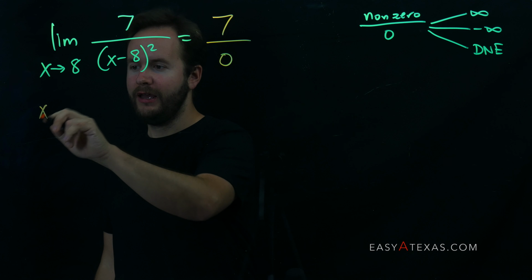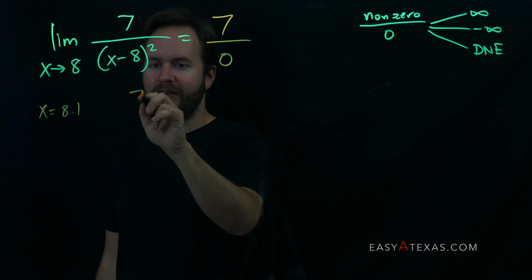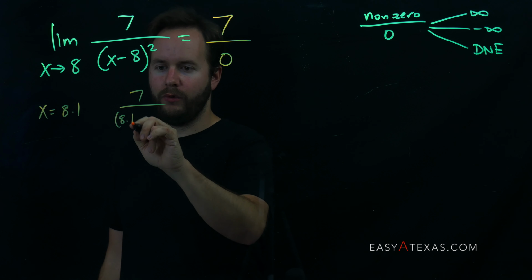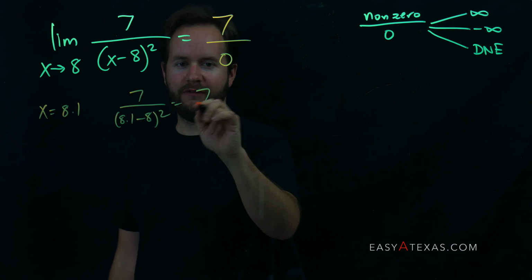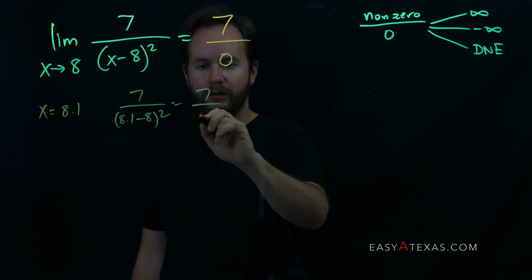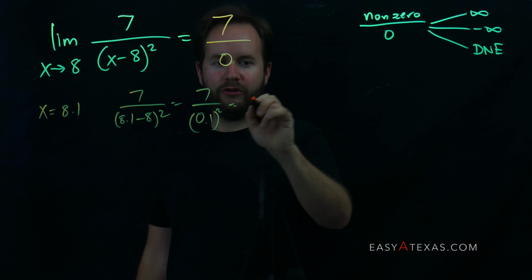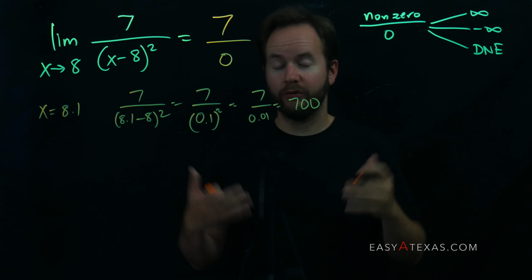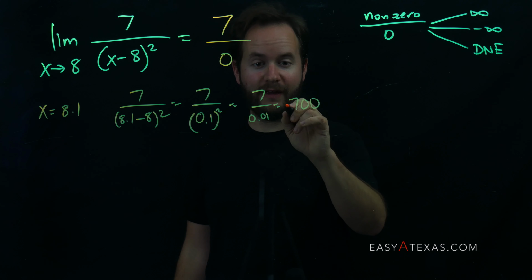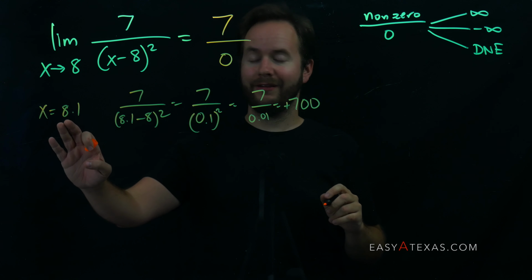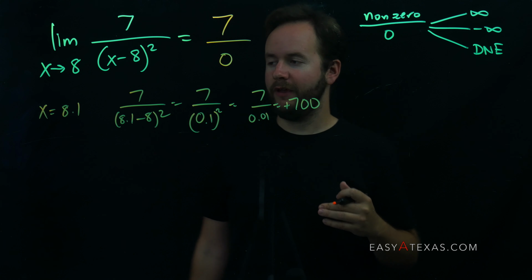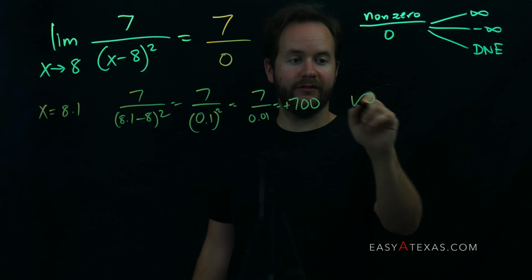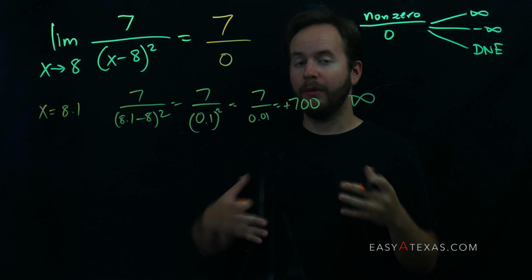So if I plug in 8.1, I get 7 over (8.1 minus 8) squared, equals 7 over 0.1 squared, which is 7 over 0.01, which is 700. I don't really care what the number is. What I really care about is the sign, which is a positive number. So from the right-hand side, because 8.1 is to the right of 8, this limit's going to give us infinity. Now we're going to do the same exact thing, but coming from the left-hand side.